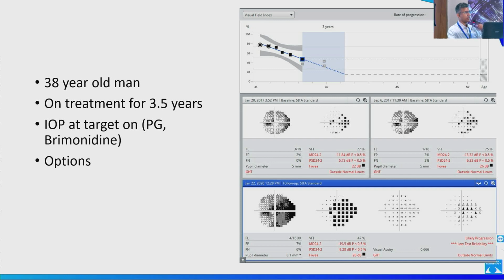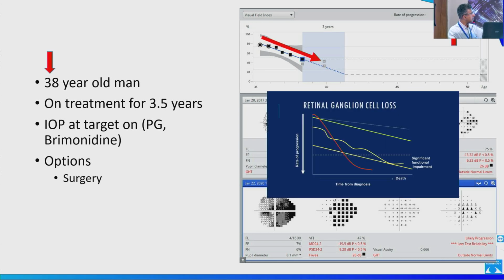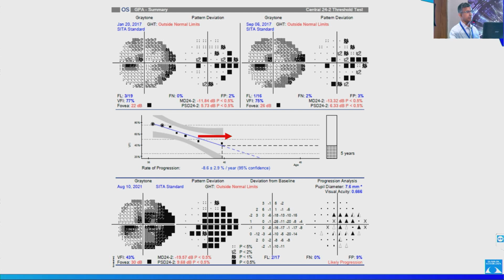This is a 38-year-old man who was on treatment with us, and between the ages of 35 and 38, you can see that he's progressing fairly dramatically. Intraocular pressure was on target on 2 drugs. So what do you do now? So this is somebody who's progressing. We actually elected to do surgery, and post-surgery, he has stabilized.